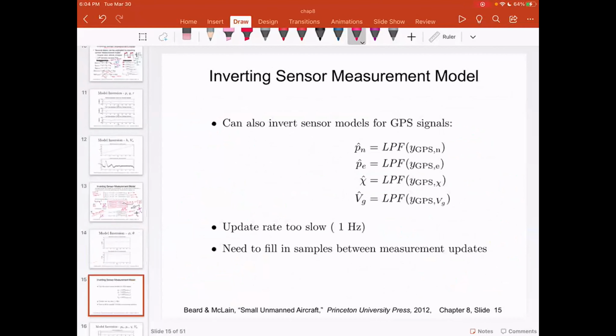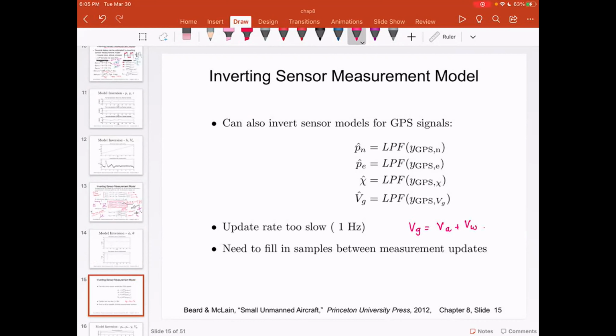And you can use a GPS signal. So for an example, from the GPS, you are going to get pseudo ranges, and you can run them through low pass filtering. LPF stands for low pass filtering, and then find out the values of north direction, east direction, course angle, chi, and the ground speed. Once again, ground speed is air speed plus wind speed.